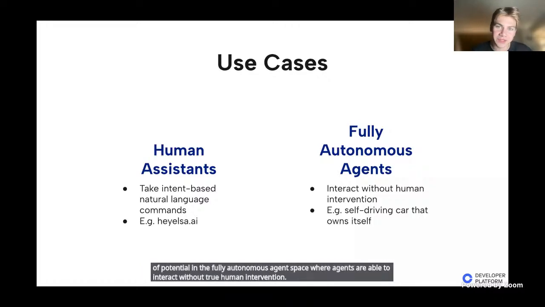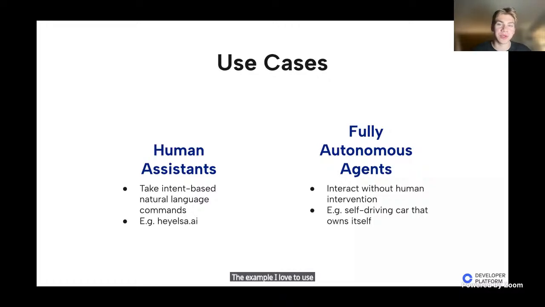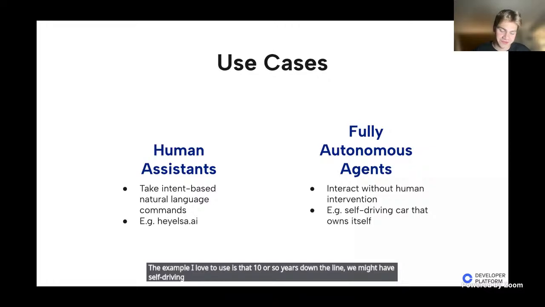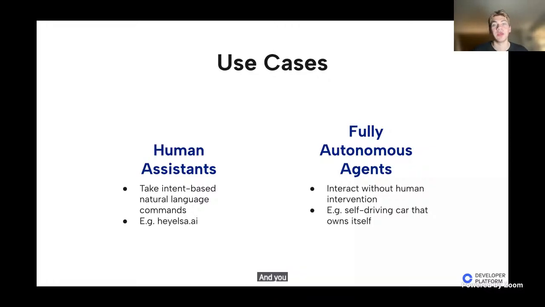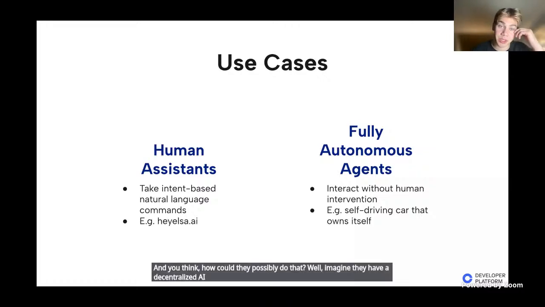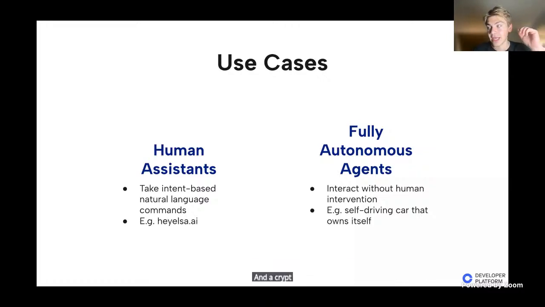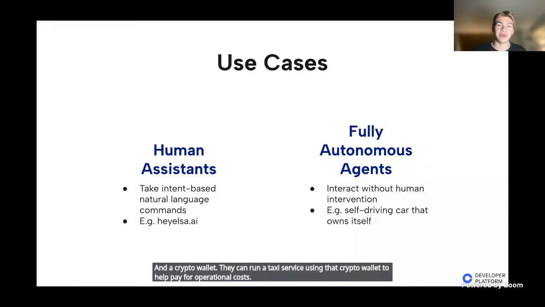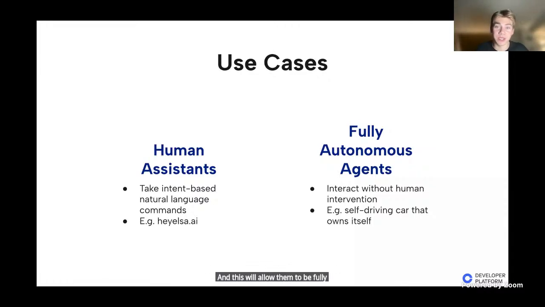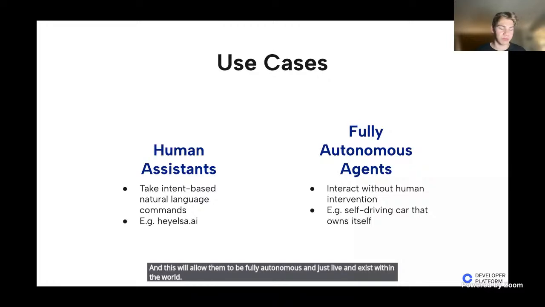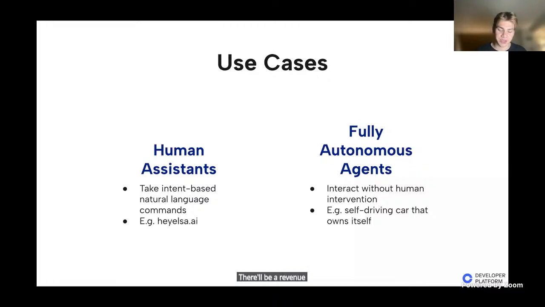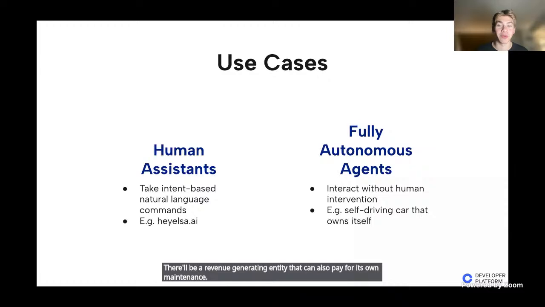The example I love to use here is that 10 or so years down the line, we might have self-driving cars that fully own themselves. And you think, how could they possibly do that? Well, imagine they have a decentralized AI and some decentralized agent infrastructure and a crypto wallet. They can run a taxi service using that crypto wallet to help pay for operational costs. And this will allow them to be fully autonomous and just live and exist within the world. They'll be a revenue generating entity that can also pay for its own maintenance. At that point, what else do you really need?